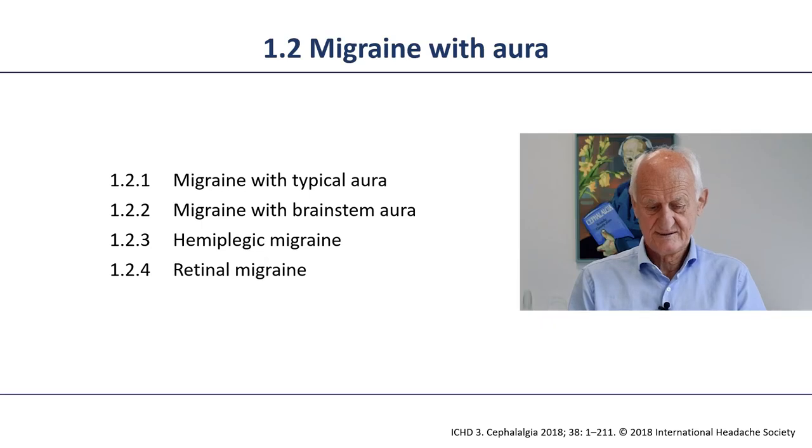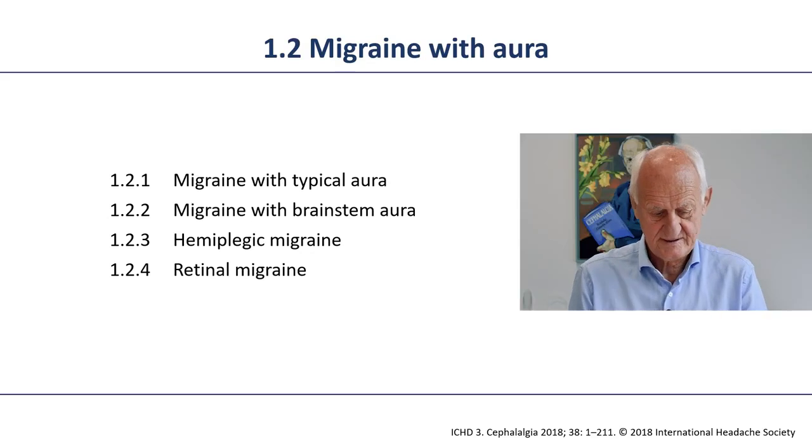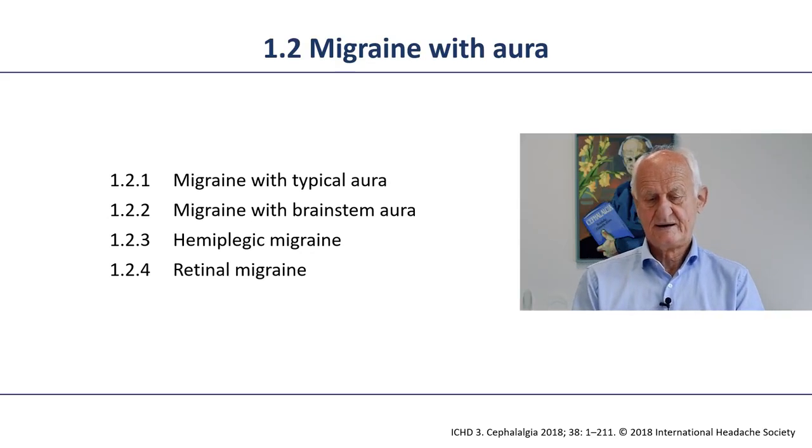In this tutorial we're going to talk about migraine with aura. It was previously called classic migraine, classical migraine, and a number of other words, but we replaced it with migraine with aura. And here you see the subdivision of migraine with aura at the third digit level into migraine with typical aura, migraine with brainstem aura, hemiplegic migraine, and retinal migraine.